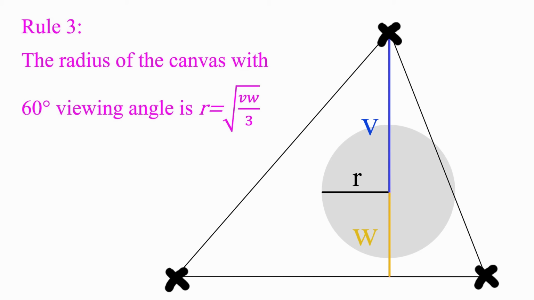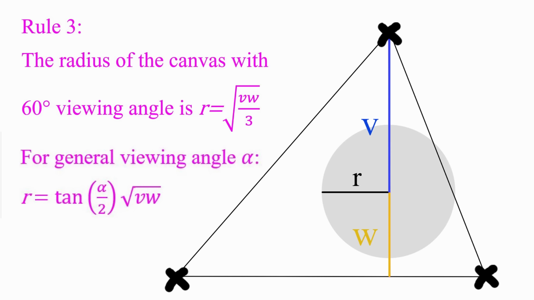If you want another viewing angle, here is the more general formula for the radius. Here you additionally have to calculate the tangent of half of your viewing angle alpha. And by the way, you could also have taken one of the other 2 altitudes, as the product of v and w is always the same in a triangle.